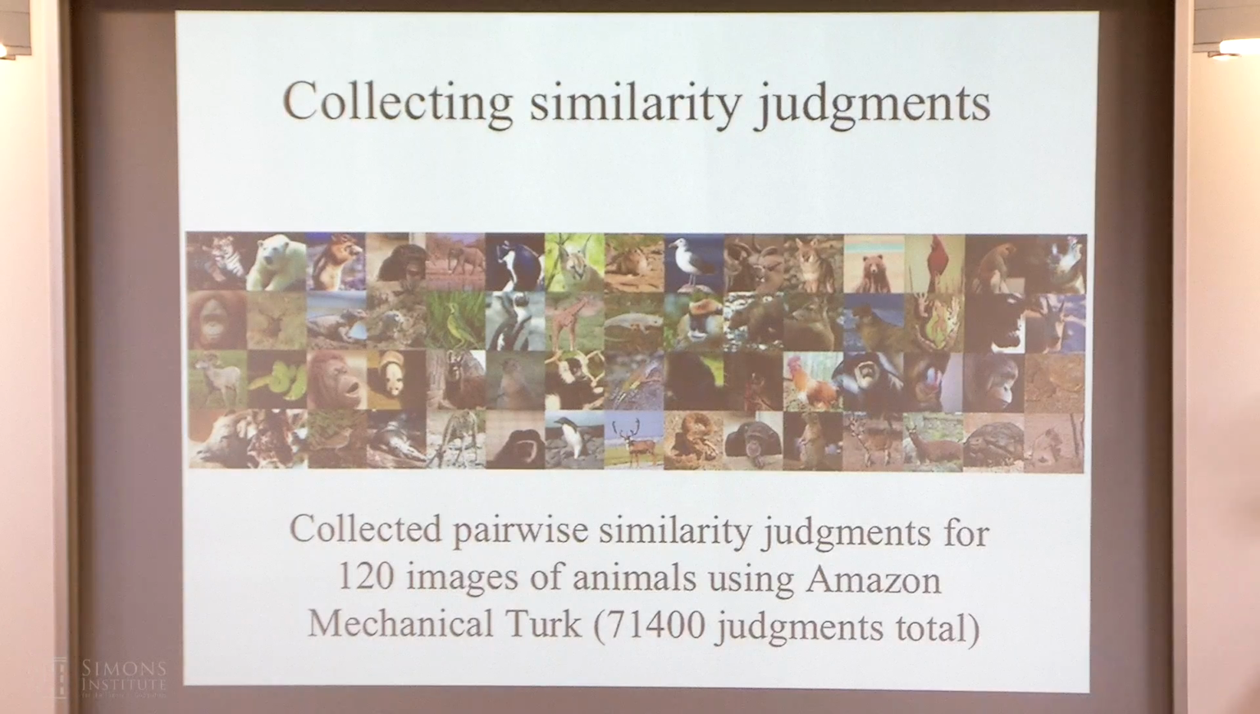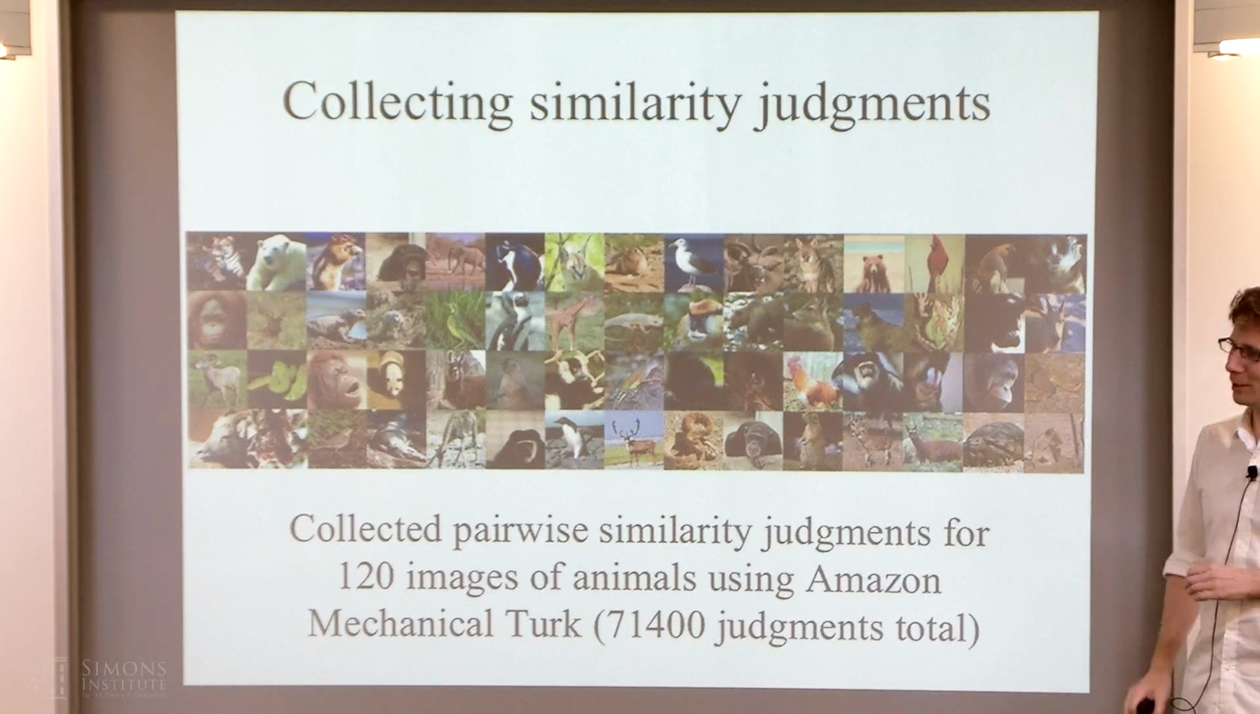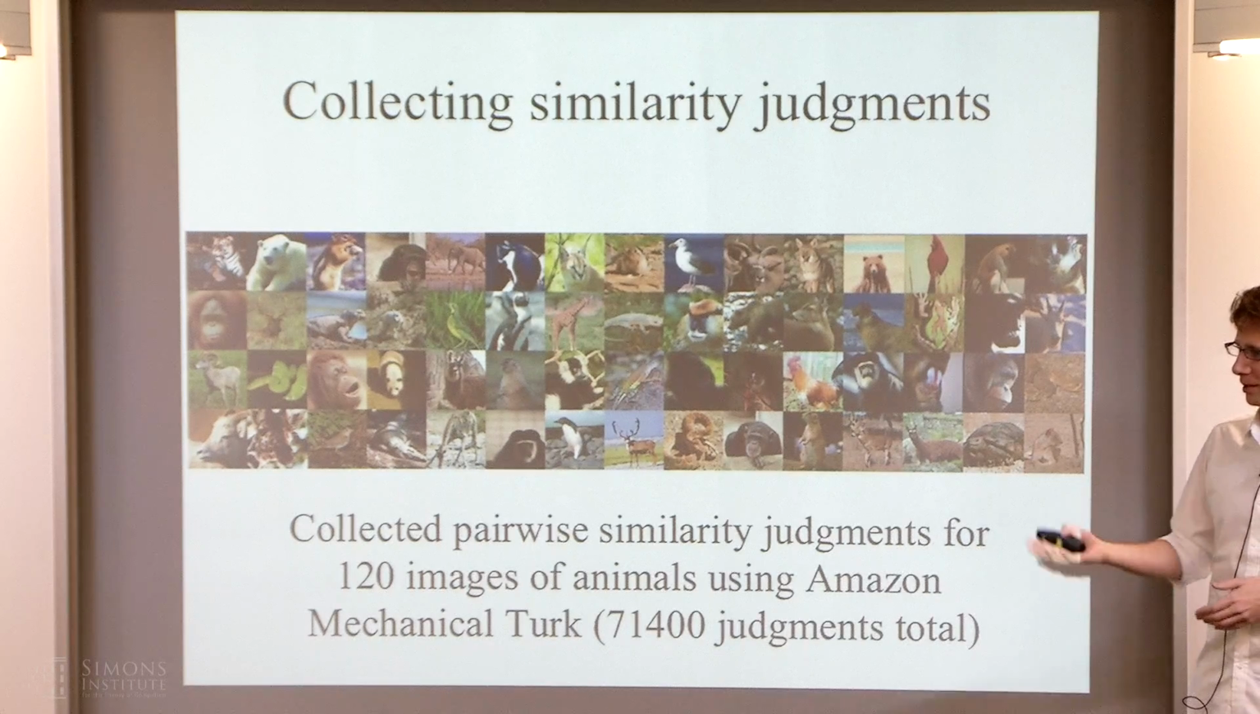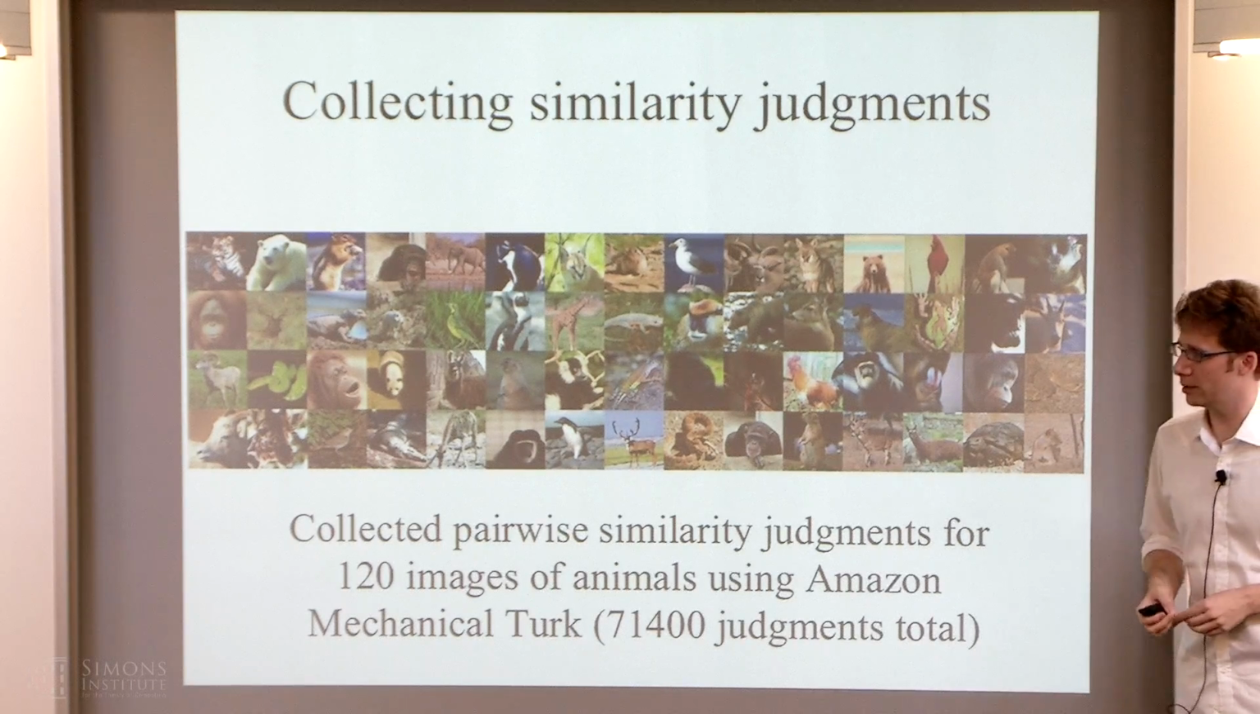Question. Are you asking people to grade similarity on a scale of 1 to 5 or what? 1 to 10, yeah. And it turns out these judgments are pretty stable. This is a standard psychological task. We get very good correlations. I'll show you in a minute what those correlations look like.